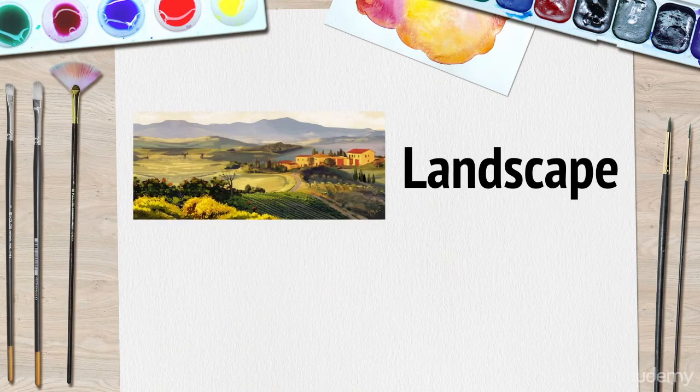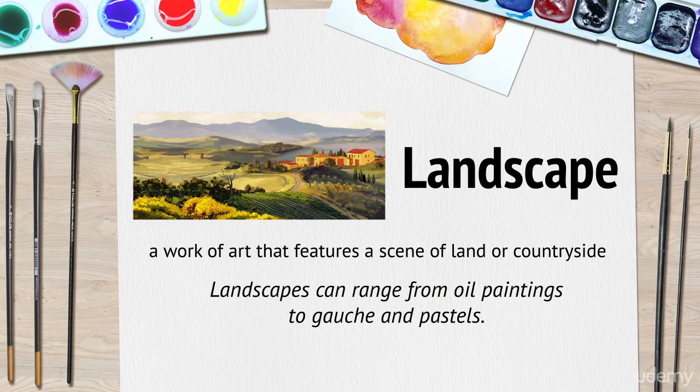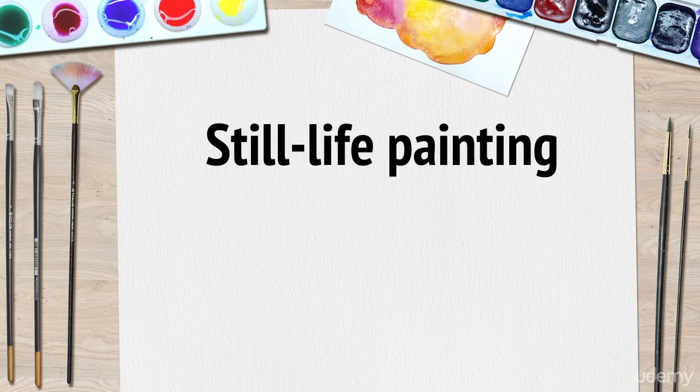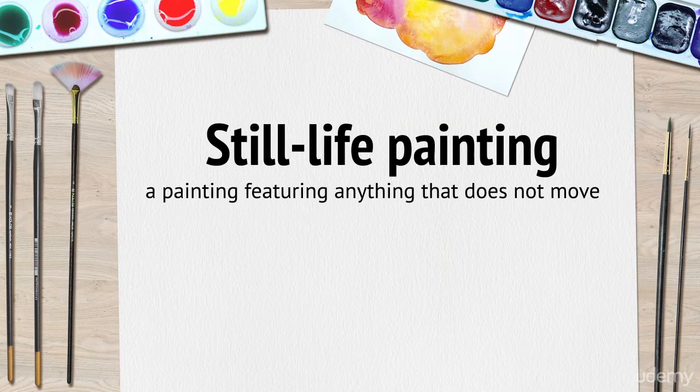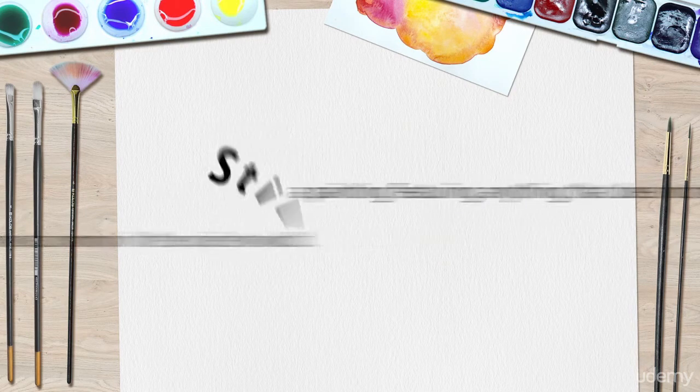Landscape is a work of art that features a scene of land or countryside, in other words, nature. Example: landscapes can range from oil paintings to gouache and pastels. Still life is a painting featuring anything that does not move. Example: still life art was common in the ancient world.